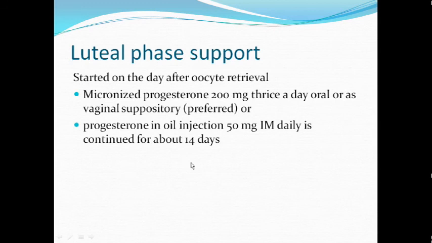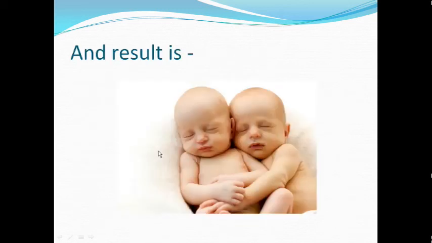And the last step is luteal phase support. Here you have to support the luteal phase with progesterone or HCG. Progesterone may be given orally, as a vaginal suppository, or as IM injections. And the end result of IVF is that in most cases you can see a twin pregnancy.